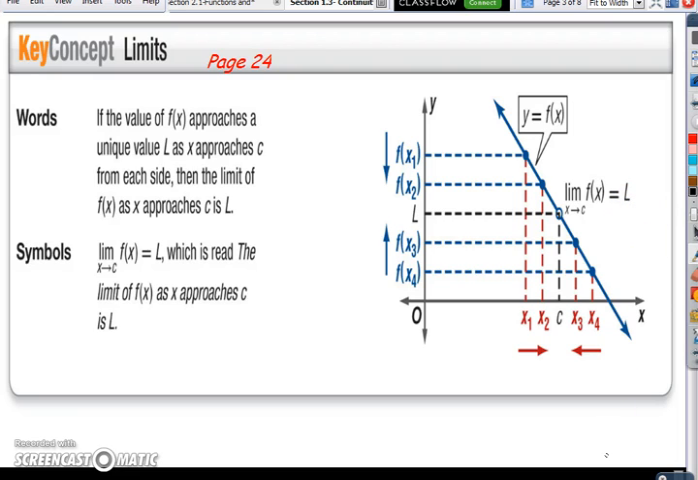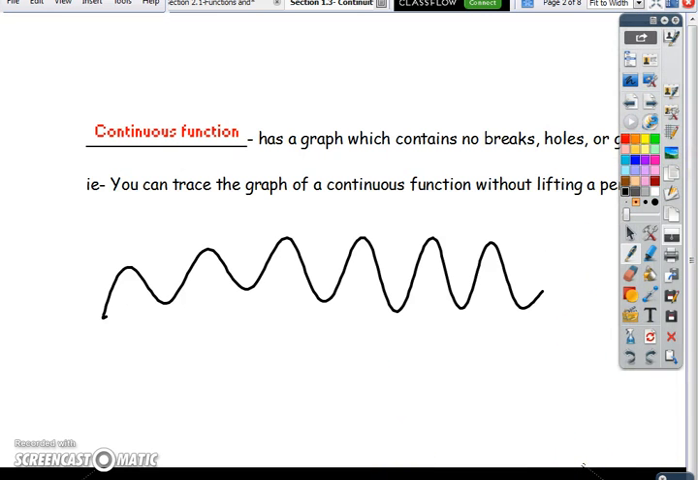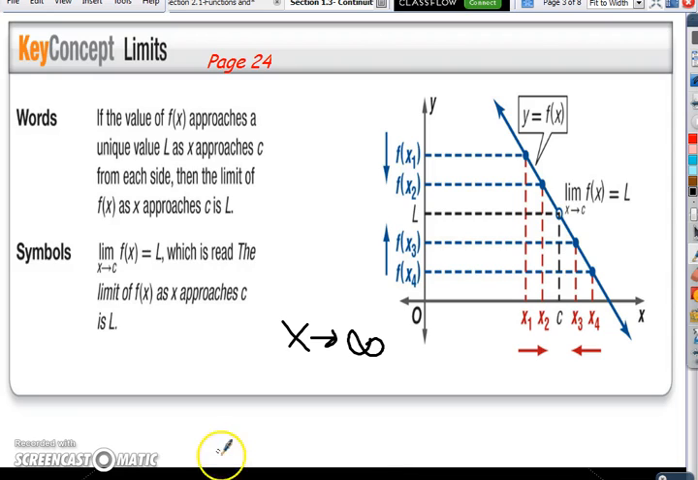Now, how has that become important for us? Because we have limits at infinity. It's saying, as x goes to infinity, what the heck is my graph doing? That's where it becomes important for us right now. Because we have three types, going back to the previous slide, of discontinuities. What's that mean? We have a continuous function, right? Well, based on my limit definition here, we're going to have three types of things where a function is not continuous.